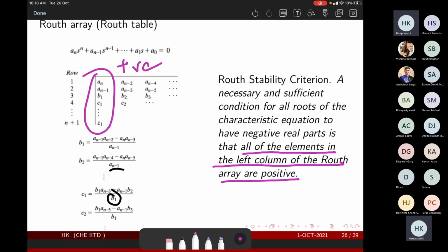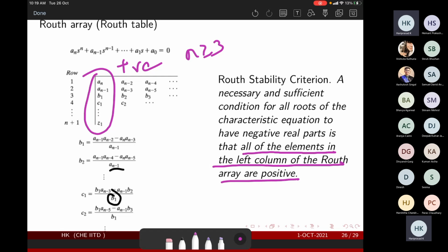This is more useful when you have a polynomial with n greater than or equal to 3, because n equal to 2 is easy. With n equal to 3 you would have to factorize, and you might tend to make mistakes, or if you have to solve numerically, it's a cumbersome affair. Otherwise, you just need to do this.